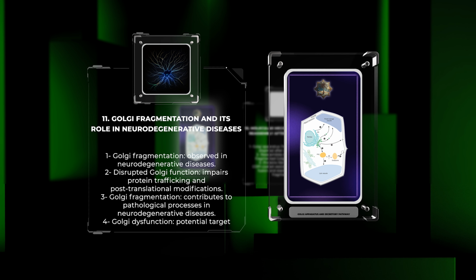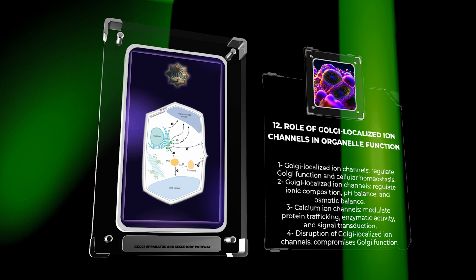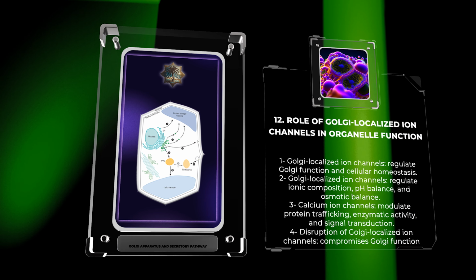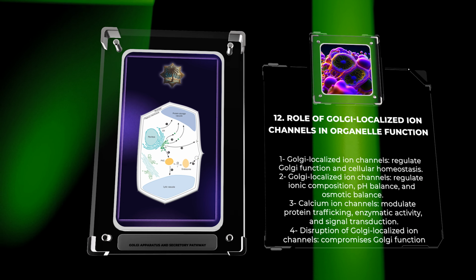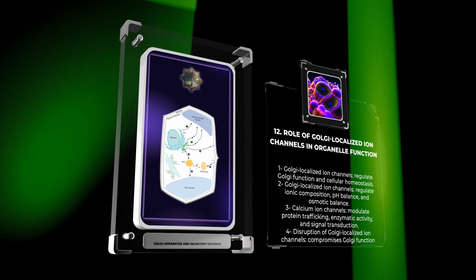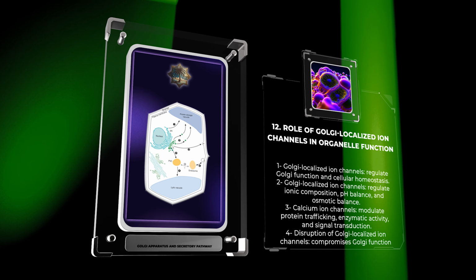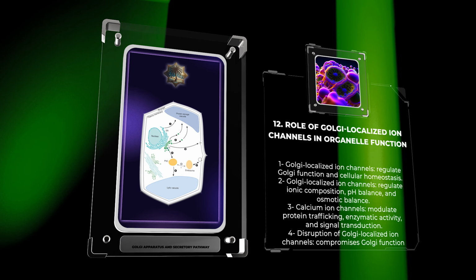In addition to complex protein trafficking and post-translational modifications, ion channels localized to the Golgi apparatus also play critical roles in organelle function and cellular homeostasis. These Golgi localized ion channels regulate the ionic composition of the Golgi lumen, pH balance, and maintenance of osmotic balance. For example, calcium ion channels act as molecular switches, modulating protein trafficking, enzymatic activity, and signal transduction processes within the Golgi. Disruption of Golgi localized ion channels can lead to aberrant ion balance, impair the Golgi's ability to process cargo, and compromise cellular functions associated with the Golgi apparatus.